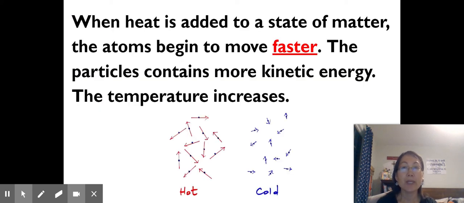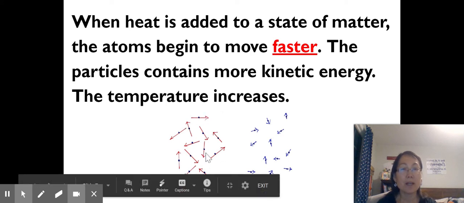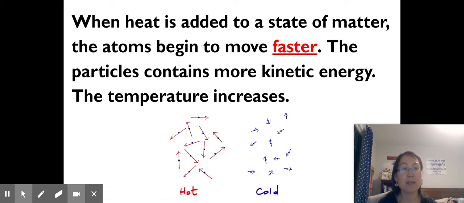When heat is added to a state of matter, the atoms begin to move faster, the particles contain more kinetic energy, and then the temperature increases. That's when we call it hot or cold. For the cold ones, the particles are moving slowly. For the hot ones, the particles are moving faster.